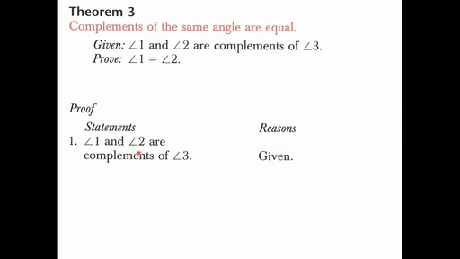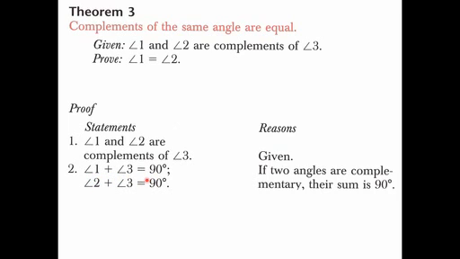All right, what do you think is going to be the next statement we can make if we say that 1 is a complement of 3 and 2 is a complement of 3? Think about what that means, that word complement. And we'd come up with this step. Angle 1 plus angle 3 is 90 degrees, and angle 2 plus angle 3 is 90 degrees. Our reason? If two angles are complementary, their sum is 90.